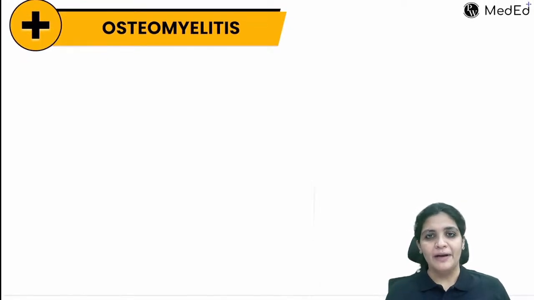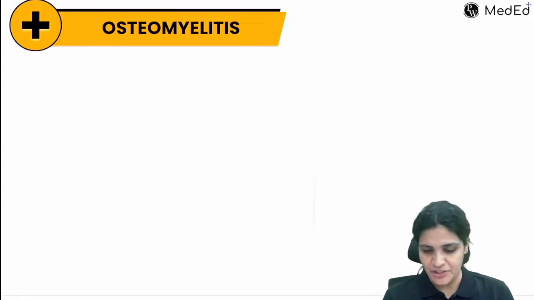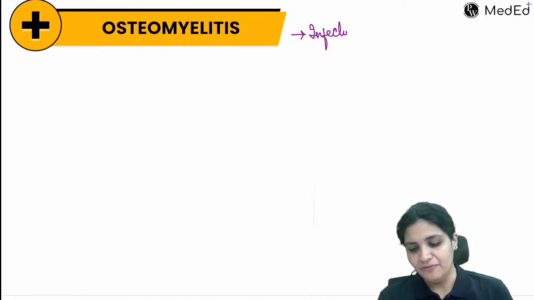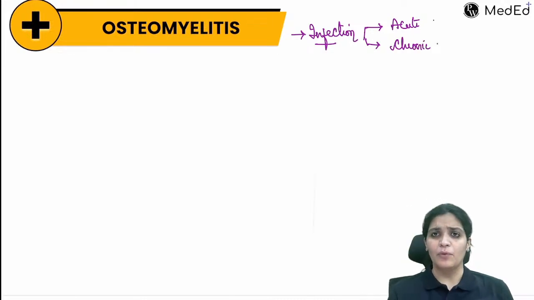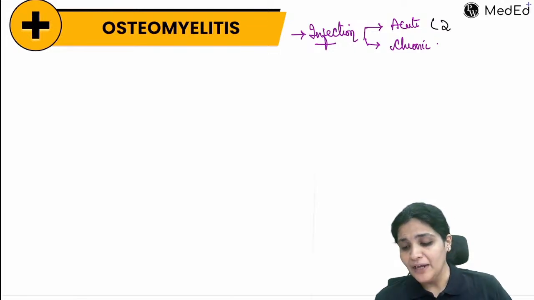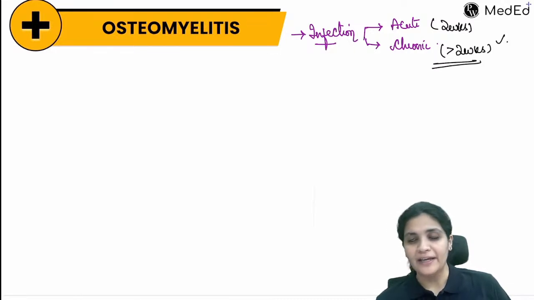Okay, so osteomyelitis as such is an infection, as you all know. Osteo meaning bone, myelo meaning marrow, and itis is inflammation. So this inflammation of the bone and the marrow is because of infection. And as you all know, this infection can be in two forms. I think we need not repeat what is acute and chronic, because you're very well versed from your pathology: an infection of less than 2 weeks is acute, and if it is more than 2 weeks, it is said to be a chronic infection, right?